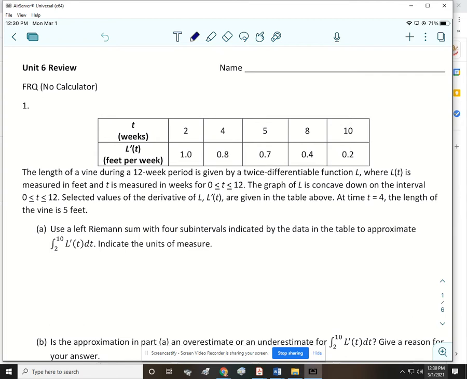But the first part asks us to find the left Riemann sum with 4 intervals that gives you that approximate the integral from 2 to 10 of L prime of t dt. So there are 4 intervals according to the table. So find the width of each of those. So there's going to be 4 rectangles. So you guys figure out the width of each of those rectangles.